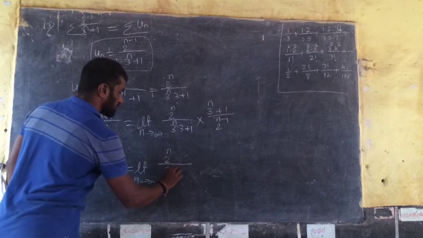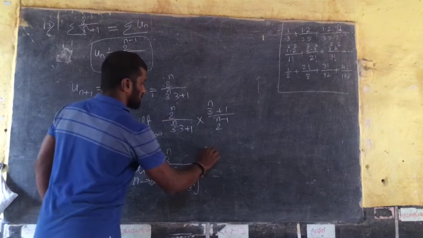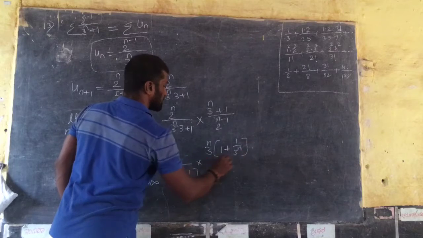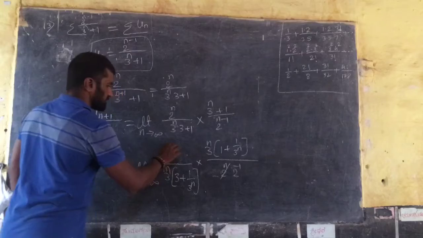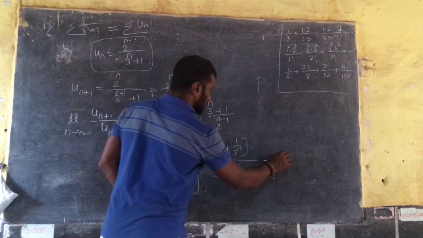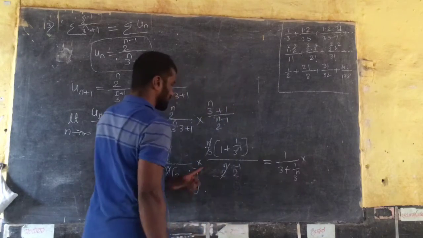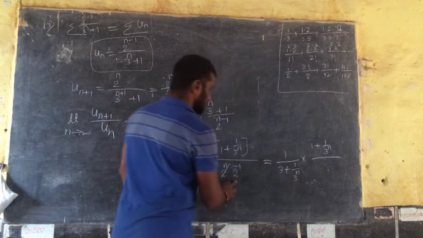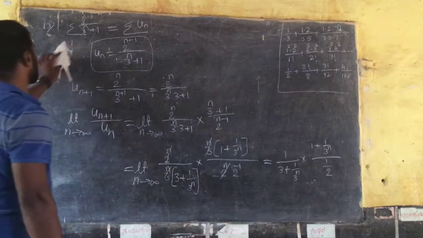Then that equals the limit as n tends to infinity of 2 raised to n divided by 3 raised to n is taken common. So 3 plus 1 by 3 raised to n into 3 raised to n is taken common. So 1 plus 1 divided by 3 raised to n, whole divided by 2 raised to n into 2 raised to minus 1. So now 3 raised to n, 3 raised to n get cancelled. So we get 1 divided by 3 plus 1 divided by 3 raised to n, into 1 plus 1 by 3 raised to n divided by 2 raised to minus 1, which is 1 by 2. Now simplify this, right?